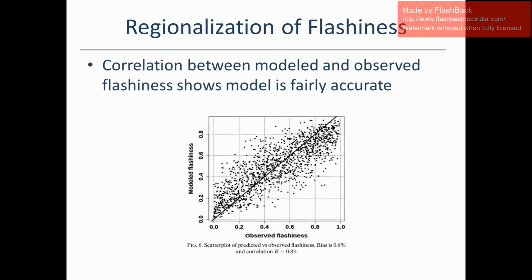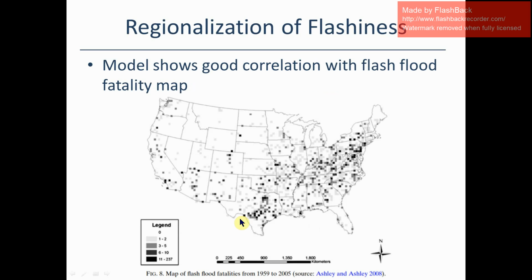The study validated the model by correlating between the modeled and observed flashiness at gauged locations, and you could see that it had a fairly good correlation, and it was fairly accurate. It also validated the model compared to the flash flood fatality map.